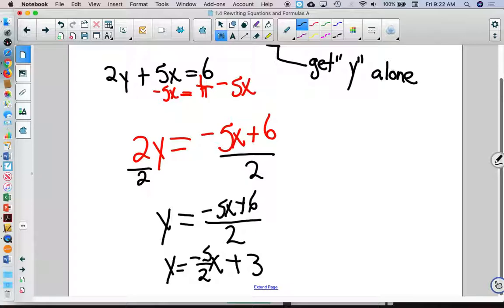Okay? Talk to me. I was doing it on IXL, and it just has you divide by 2, divide by 2, and then you have y equals 3 minus 5x. Take a look, open up your book. Open up your book. Page number 28.